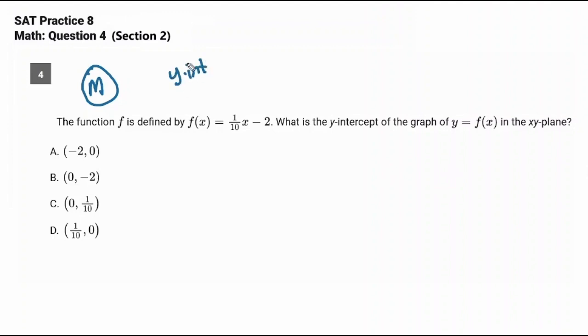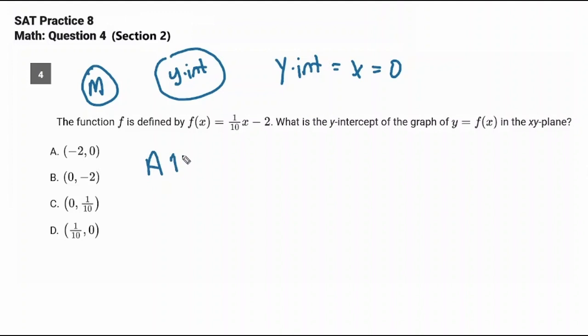Y-intercept. Circle it. Whenever I'm looking for y-intercept, I always write down y-intercept equals x equals 0. Do I really write that down? Yes, I do. If that's all you know, let's just pretend all you know is that x has got to be 0 here. Look at these answer choices. This is x, this is y. A does not have x as 0. D does not have x as 0. So that's kind of cool, 50-50 shot, but let's really do it.